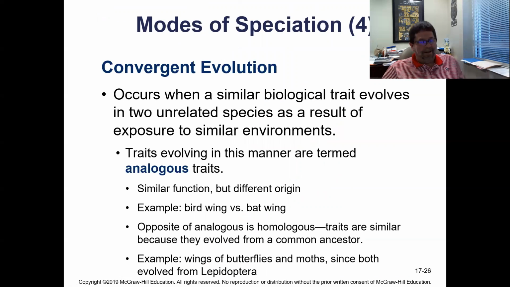Okay, and then another weird concept is convergent evolution. This is where you get similar biological traits evolved in two unrelated species as a result of similar environmental exposure. For example, birds and bats both had a need to fly, and they're totally not genetically kin to each other, but you get the same trait.